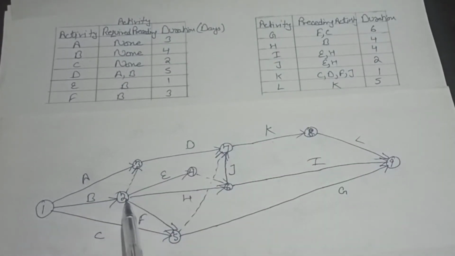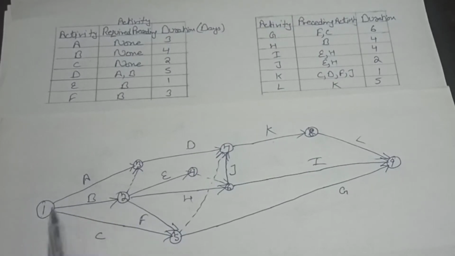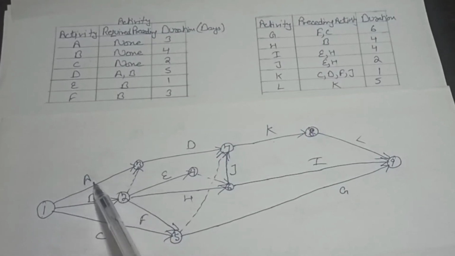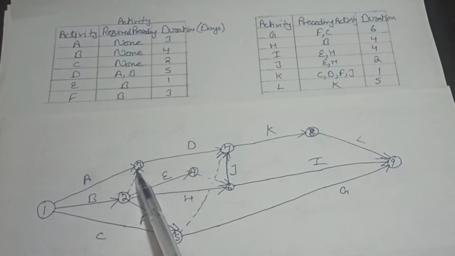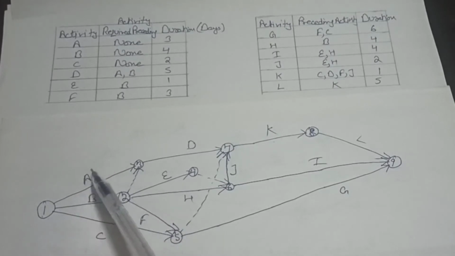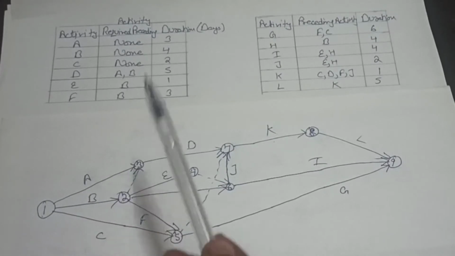For B activity, you can say this is our starting node and this is our ending node. You can also say this is our tail event and this is our head event. An activity always starts from the tail event and always ends at the head event. Like this, in A activity, this is the starting node and also the tail event, and this is the ending node and also the head event. This activity starts from this node and ends at the ending node.